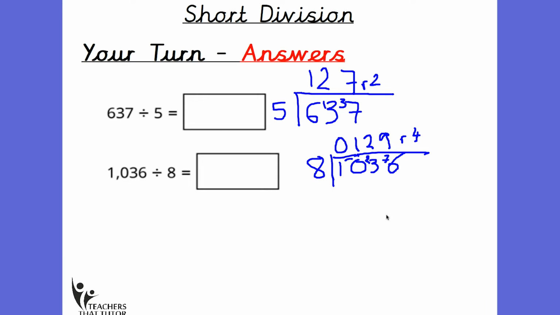Okay, so these were the answers that I got. We've got 127 with a remainder of 2 for the first one, and for the second one, I got 129 with a remainder of 4. How did you do?